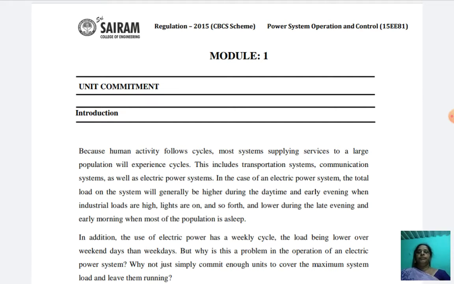That means which unit is turned on, or which unit is in service, that unit only meets our load demand. This is the meaning of unit commitment. Now, what is the need of unit commitment?